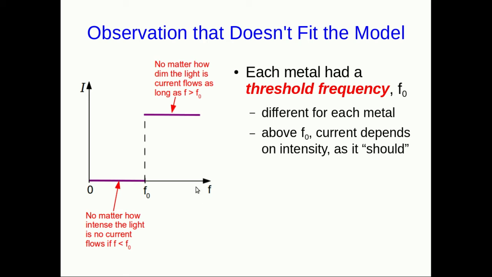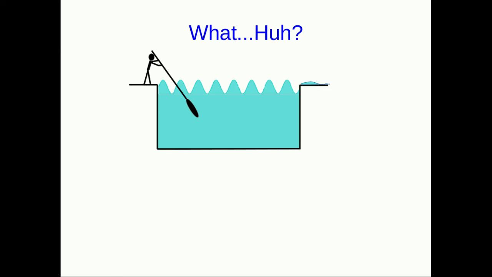And that would depend on the intensity, as you would expect. And so no matter how dim the light is, as long as the frequency is greater than the threshold frequency, you'll get some current flowing. But if you provide light that's below the threshold frequency, no current at all flows, no matter how intense you make the light. If you think about it, that's really, really strange.